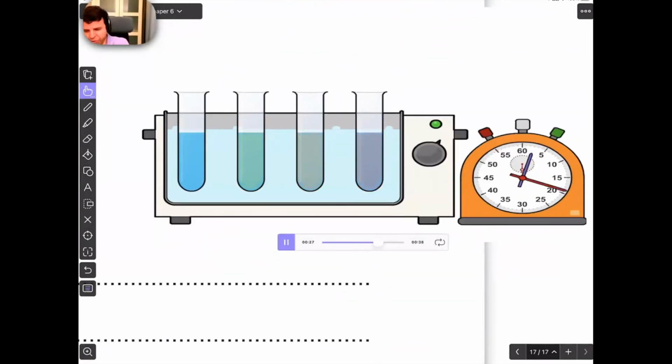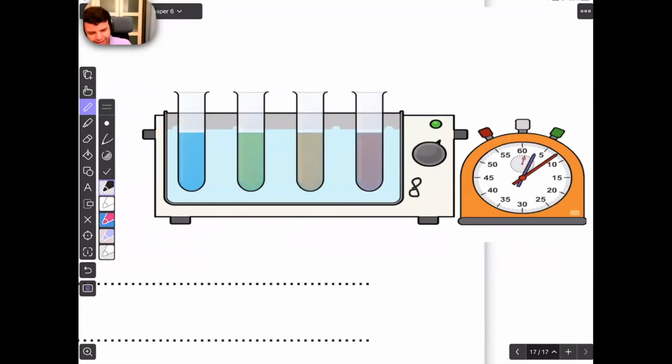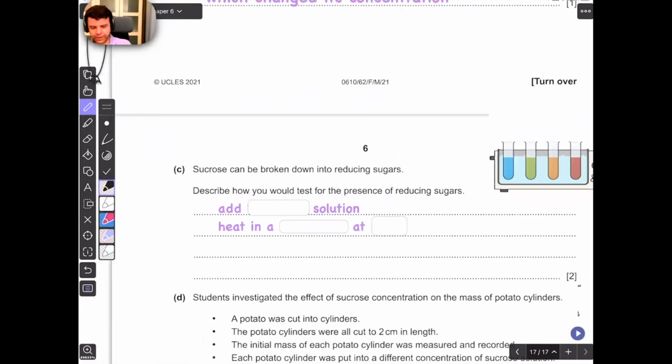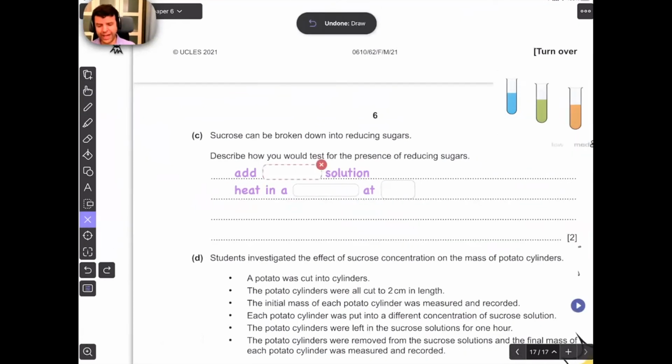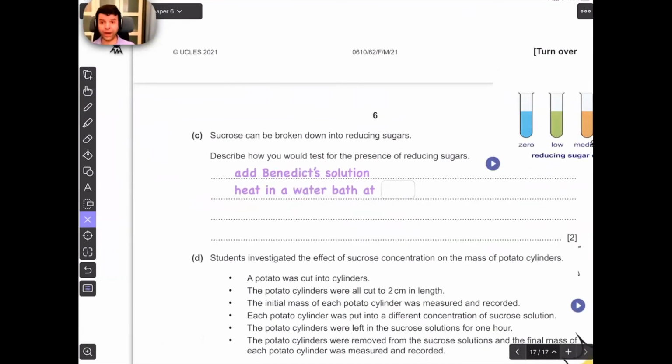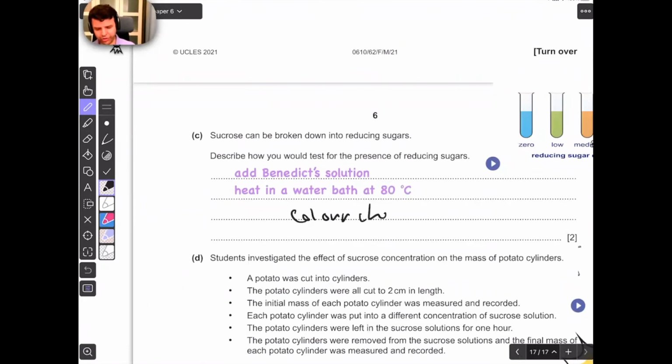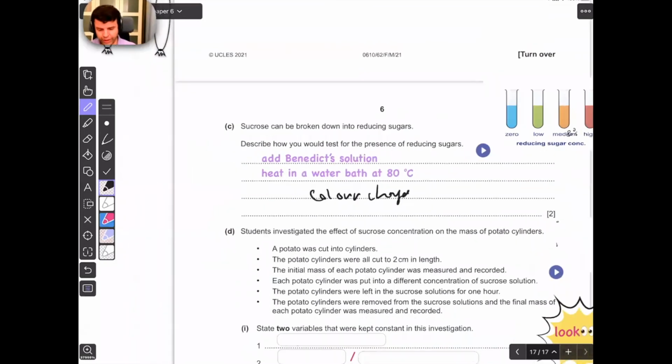How much is the temperature of the water bath usually? It is 80 degrees Celsius. Okay, so again, here it's worth just 2 marks. So I'm going to say add Benedict's, heat in a water bath. If it was worth 3 marks, you tell them about the 80 degrees, or you tell them about the color change. You tell them the color turns orange, red, green, or yellow.